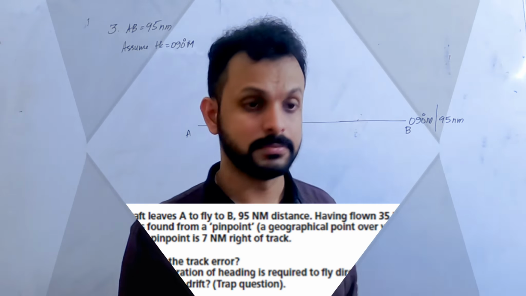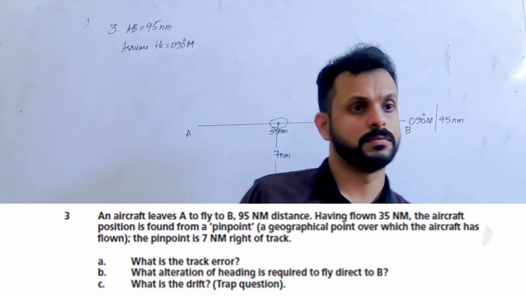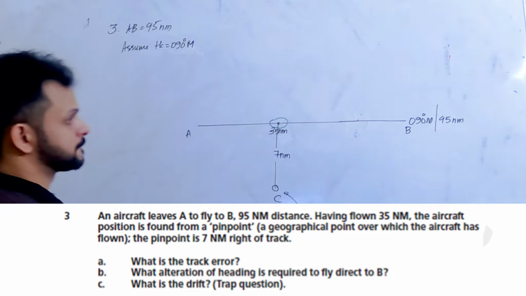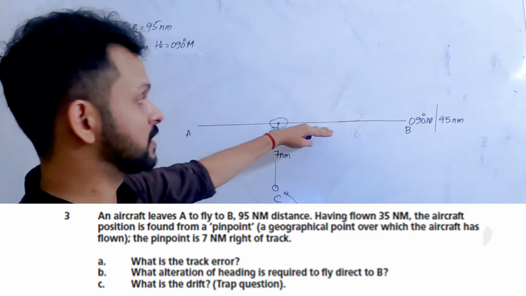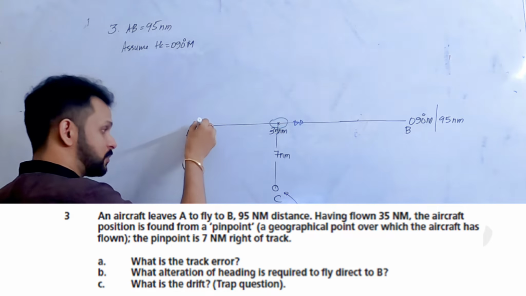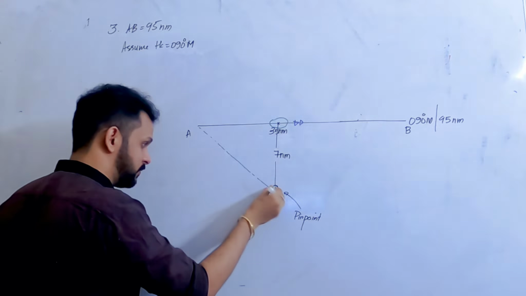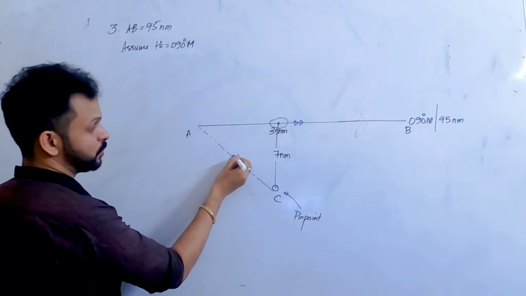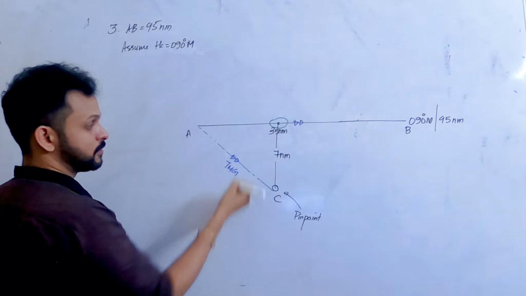What is that track error? So easy. We know that track error is 7 divided by 35 into 60. Basically, track error is the angle between the planned track, which is right here, and the track the aircraft flew. That is this particular track here.